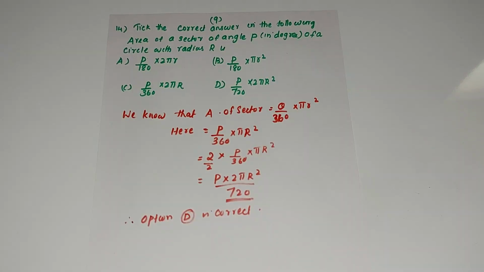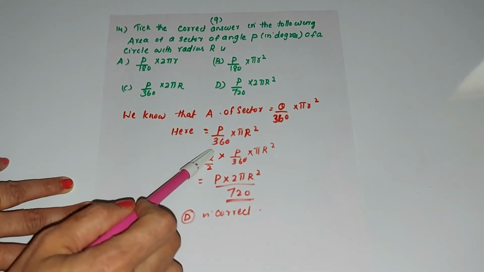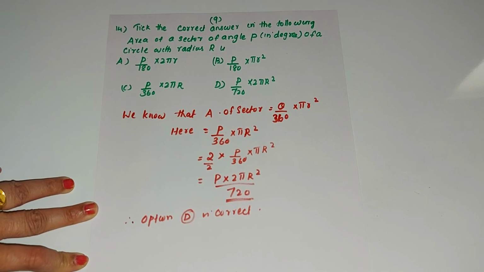Now 14th one, our last question. Tick the correct answer in the following. Area of a sector of angle P in degree of a circle with radius R is. We know that the area of a sector is equal to theta by 360 into pi r square. Here the angle is given as P and the radius is big R. So theta by 360 into pi r square we can write as P by 360 into pi big R square.